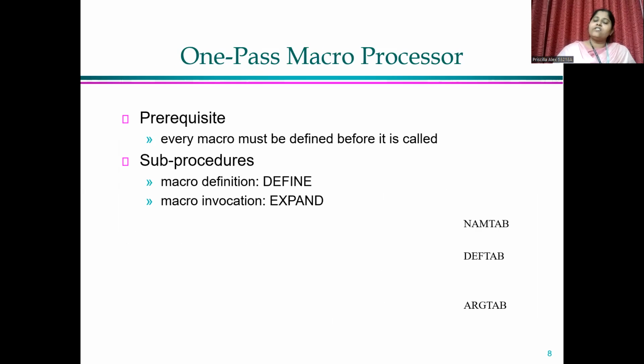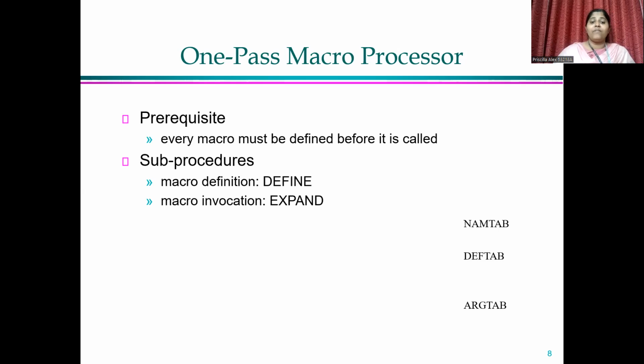In the case of a macro processor, we'll have two kinds, that is a one pass as well as a two pass assembler. In the case of one pass, the events which I have told now happen: the first is the definition, then the second is the expansion, and the third is the invocation. All three things happen in a single pass.